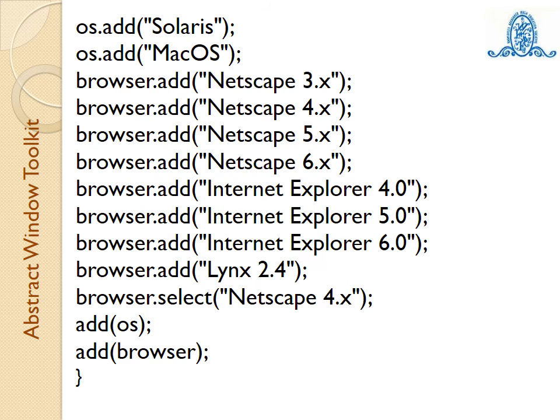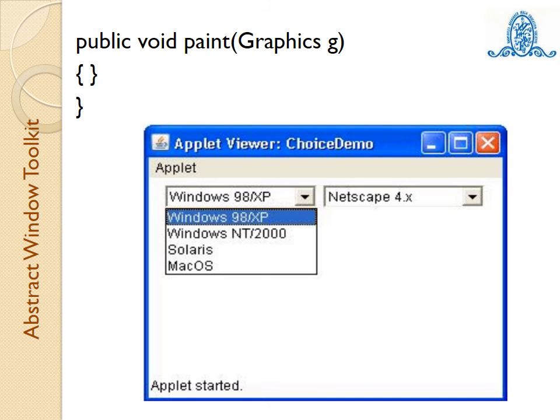Then here the select method is used. The purpose of this select method is that it will select the item which is Netscape 4.x when the applet is loaded. After adding all the items in a list, finally we have to add the choice or list on a container, and for that we use the add method. So add OS and add browser will add both the lists on a container, that is the applet. So after execution the output will be like this.